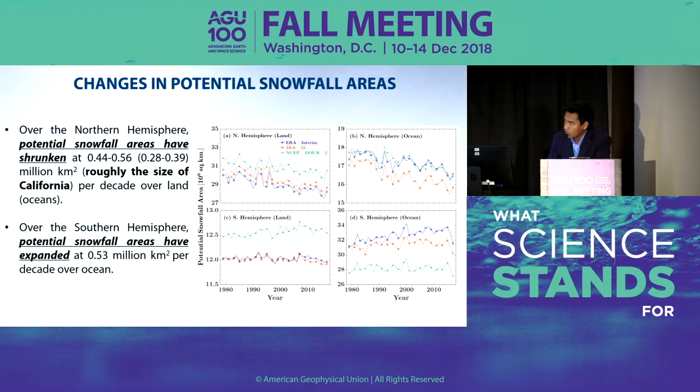And over the ocean, it has actually reduced at the rate of 0.28 to 0.39 million square kilometers. We also found that potential snowfall areas are actually expanding in the Southern Hemisphere, contrary to what was observed over the Northern Hemisphere, at the rate of 0.53 million square kilometers per decade.